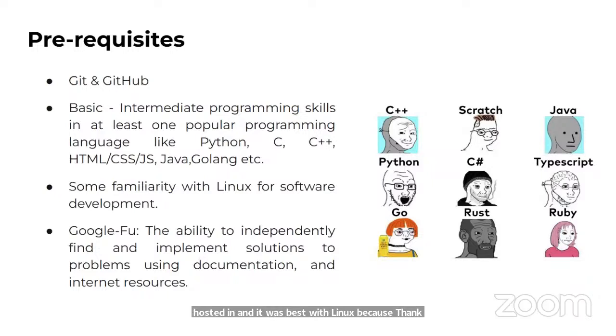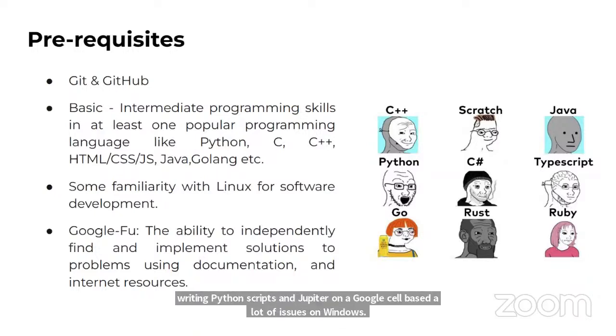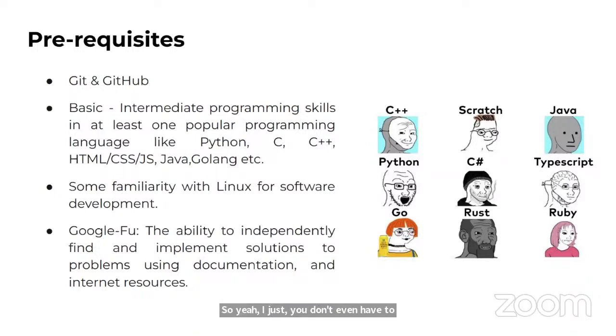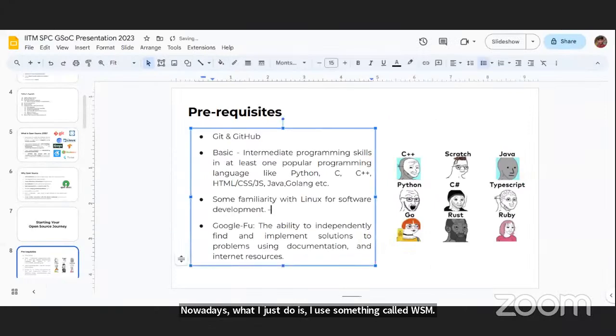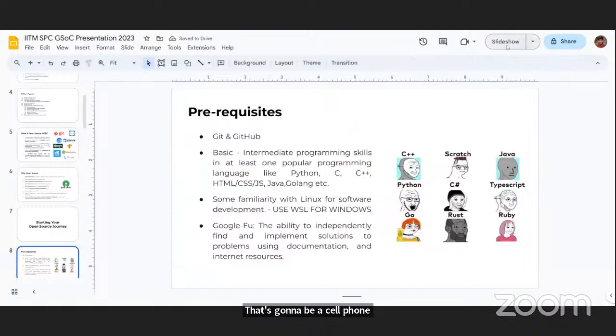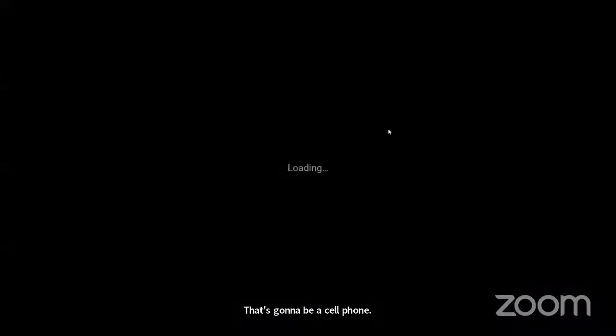Even while writing Python scripts and Jupyter notebooks, I have faced a lot of issues on Windows. You don't even have to dual boot or anything. Nowadays, what I do is use something called WSL. Maybe I'll just write it here. Use WSL for Windows, or just use macOS or Linux. Linux is the best, in my opinion.